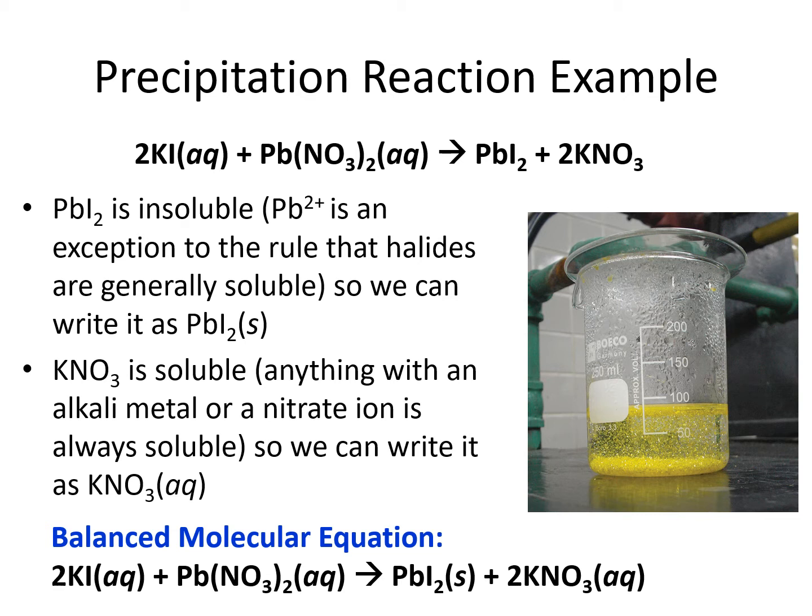Potassium nitrate, on the other hand, is soluble in water. Remember that potassium is an alkali metal, so no matter what it's with, it's going to be soluble. Nitrate is one of our ions that's also always soluble. We put an AQ next to the potassium nitrate because it is dissolved in water. Now we can write our balanced molecular equation with the states of matter. We have 2 potassium iodide aqueous and lead(II) nitrate aqueous reacting together to make lead(II) iodide solid and 2 potassium nitrate aqueous.